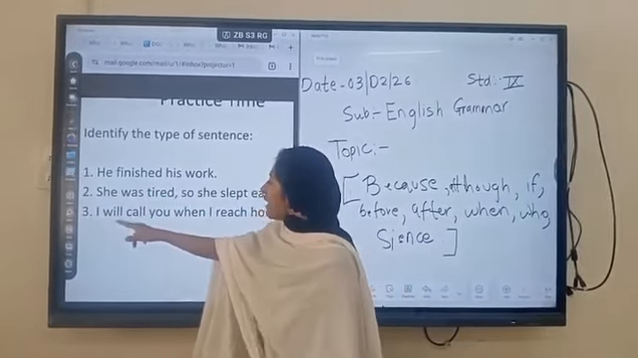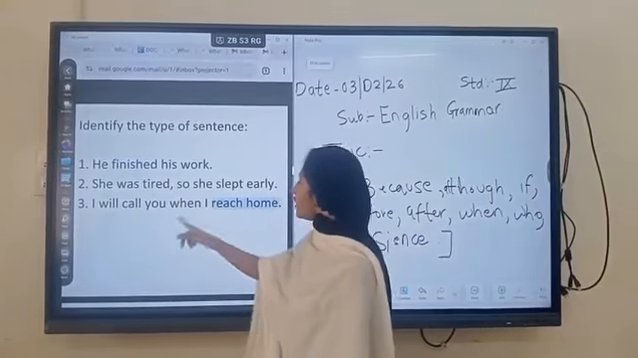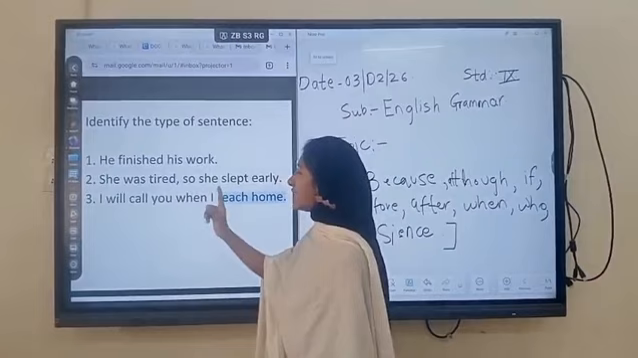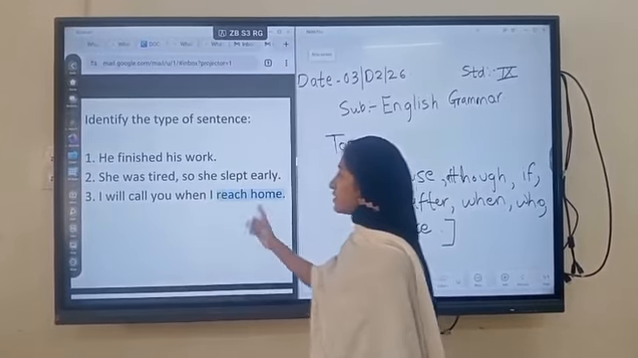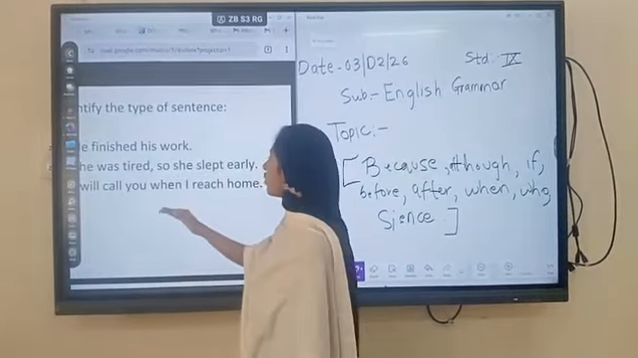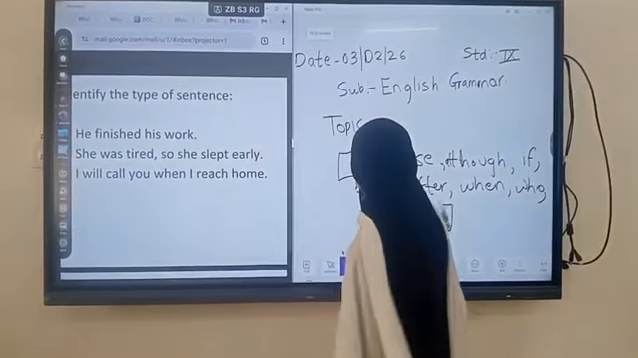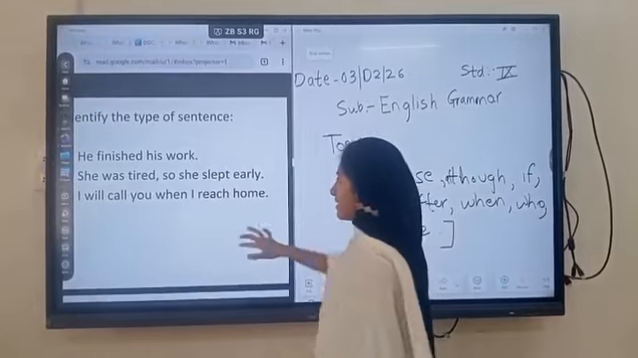Another. I will call you when I reach home. Here, I will call you is one independent clause. When I reach home is dependent on the call. So it is known as a complex sentence. Here the word when comes under complex sentences.